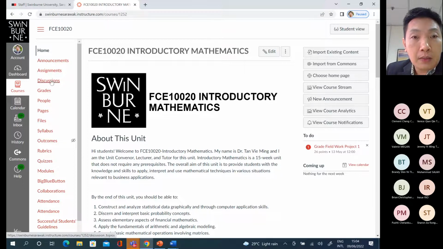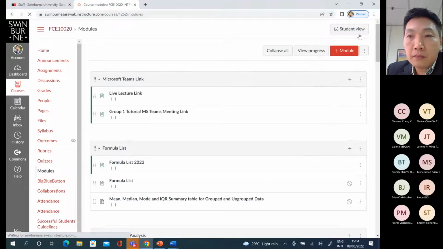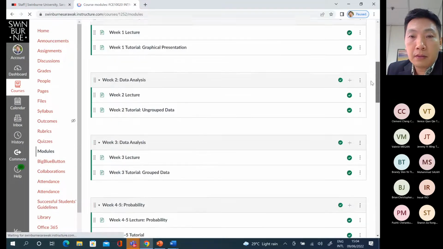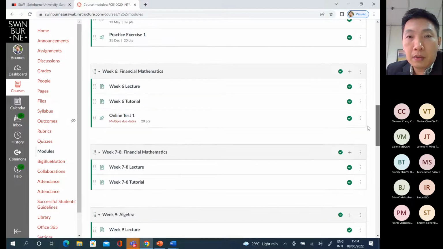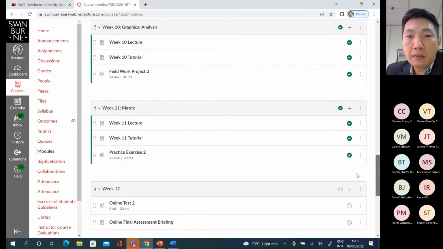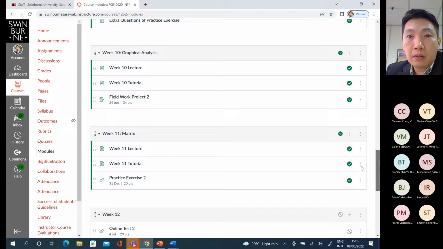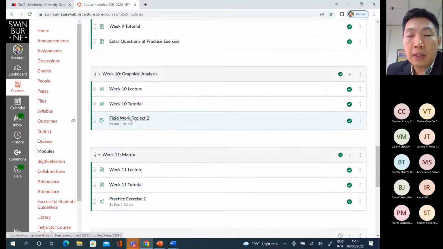So when is the due date? You can refer to the module. Go to module, and then go to week 11. Or week 10 now. Week 10 is the due date. 24th June is quite soon. 24th June is week 10. Okay, Friday.